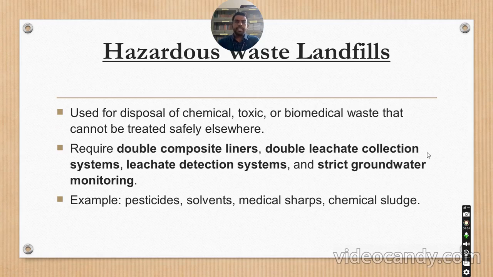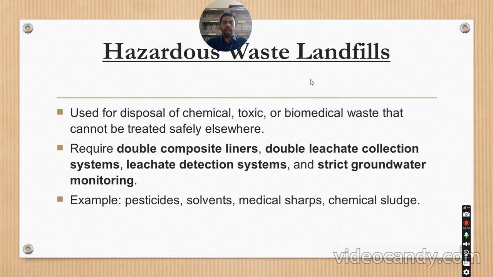And coming to hazardous waste landfills, these are very toxic to humans and very toxic to surrounding areas. They are used for disposal of chemicals like toxic biomedical waste that can't be treated safely elsewhere. Treatment should not be possible safely, so much risk is involved. Double composite liners are required. Why? Because these are very hazardous to the environment.